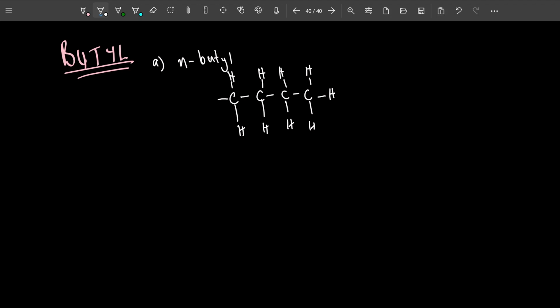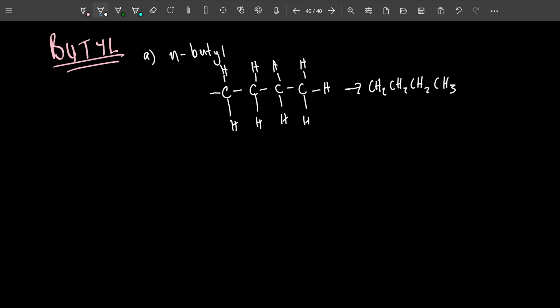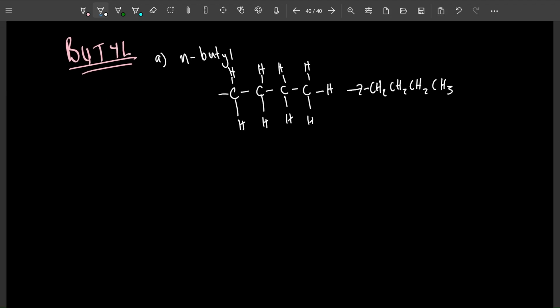If you want to represent it using bond line formula, then this is what we'll do. Even if you wanted to represent it using the compressed structural formula, the first one is 2 hydrogens, so it's CH2. The second one 2 again, so CH2. The third one 2 again, CH2. Then the fourth one CH3. Now we are done with butyl.